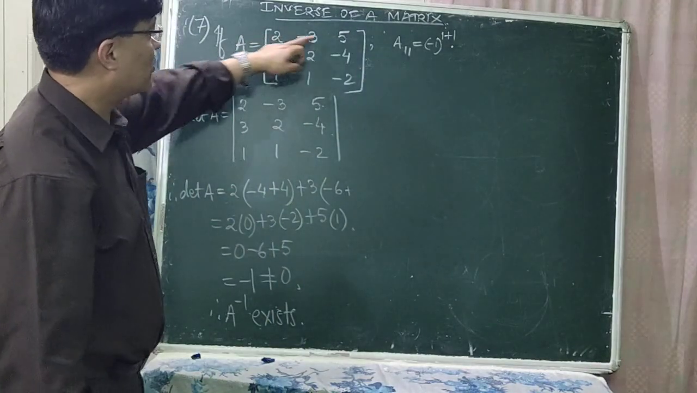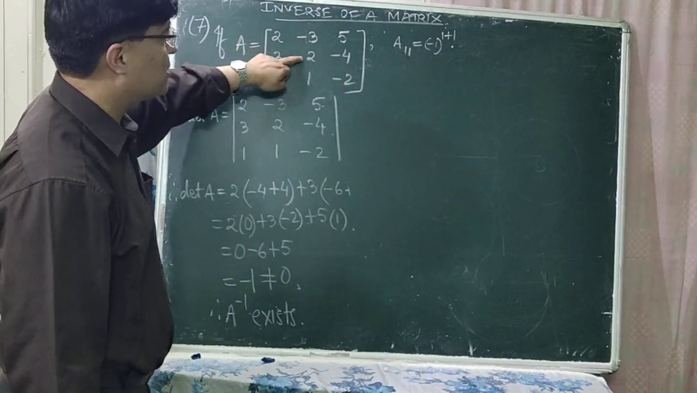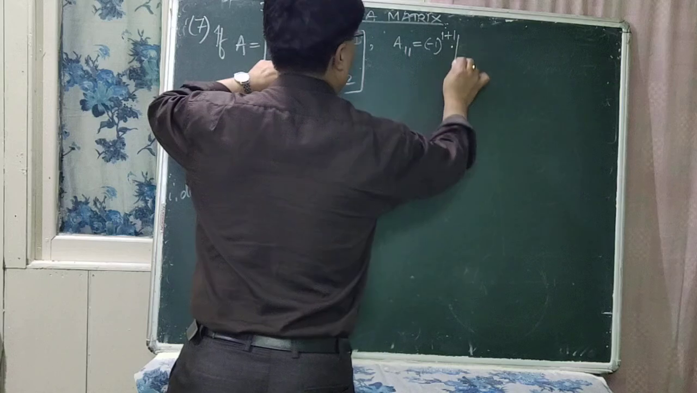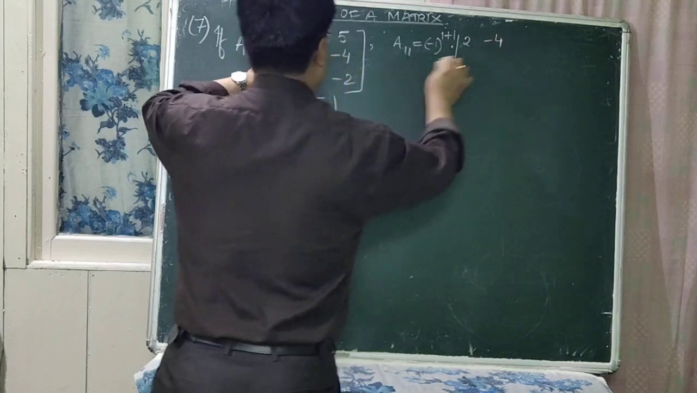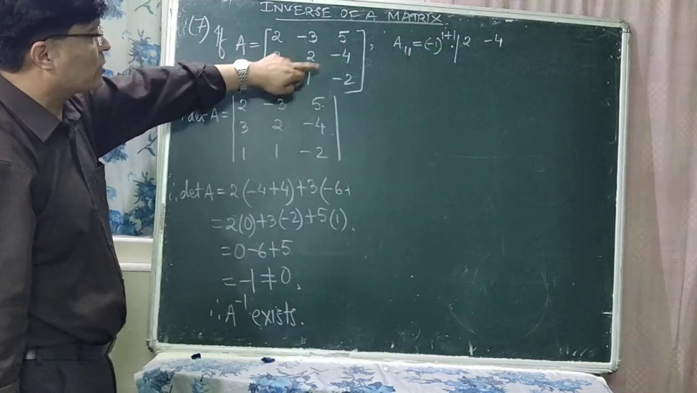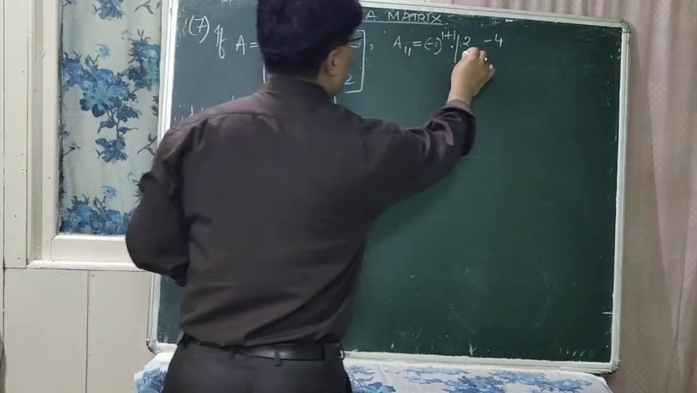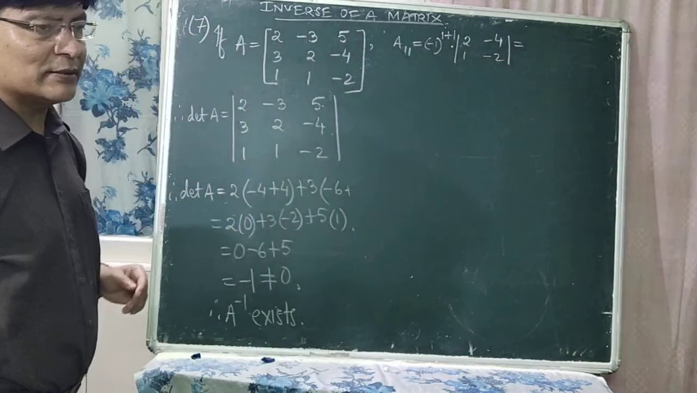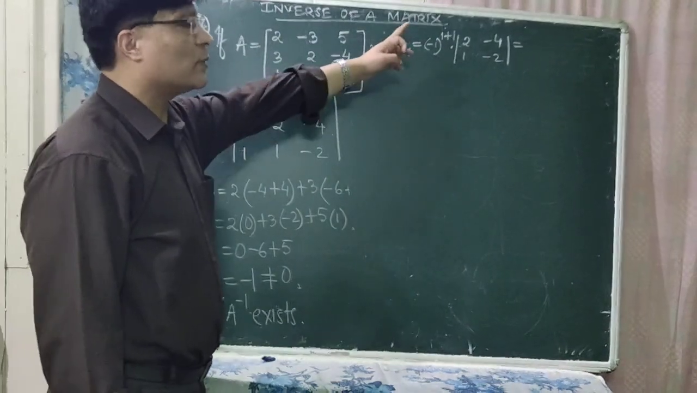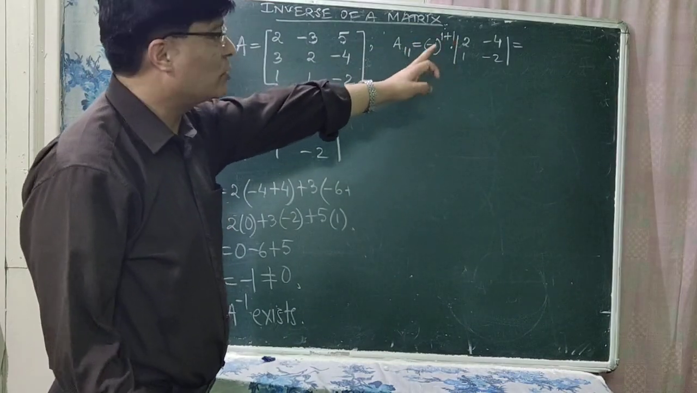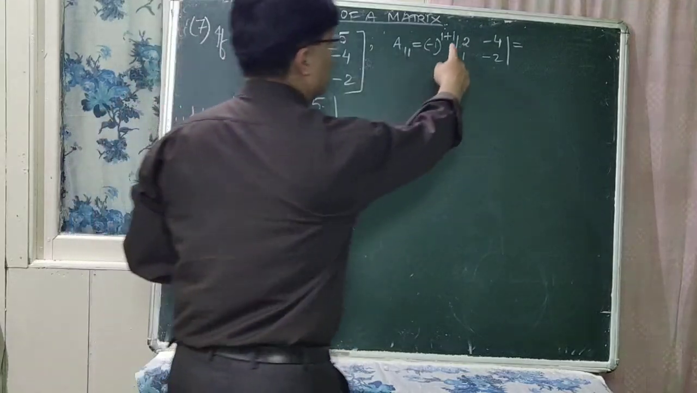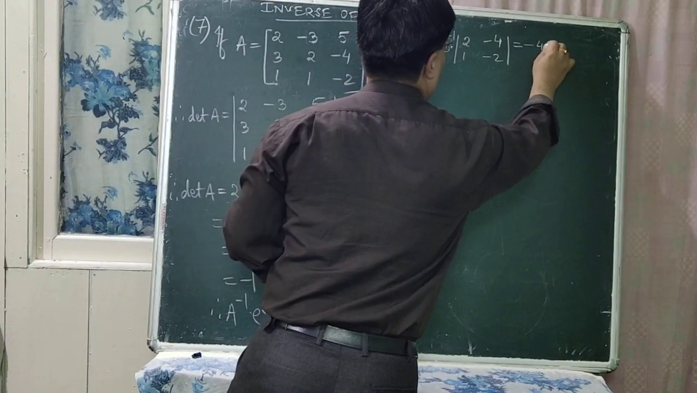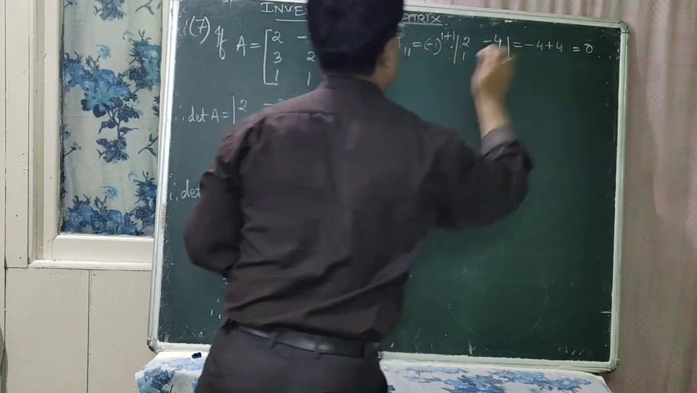Now, delete the row and the column through the element 2. What remains? 2, minus 4, and 1, minus 2. So which is equal to, you can simplify it further. What is minus 1 whole square? It is plus 1. Usually we don't write it. So then minus 4 plus 4, which is equal to 0.